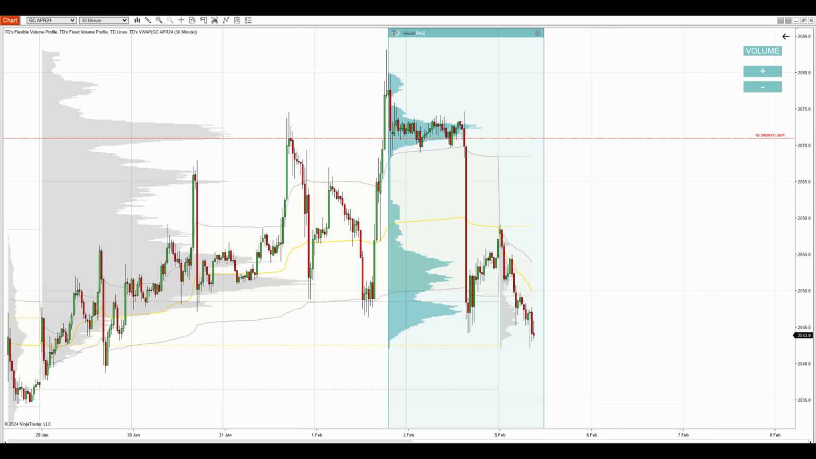What you see before you is a NinjaTrader 8 platform with my custom-made volume profile and VWAP indicators. And the first trading idea that I like to talk about is on gold.